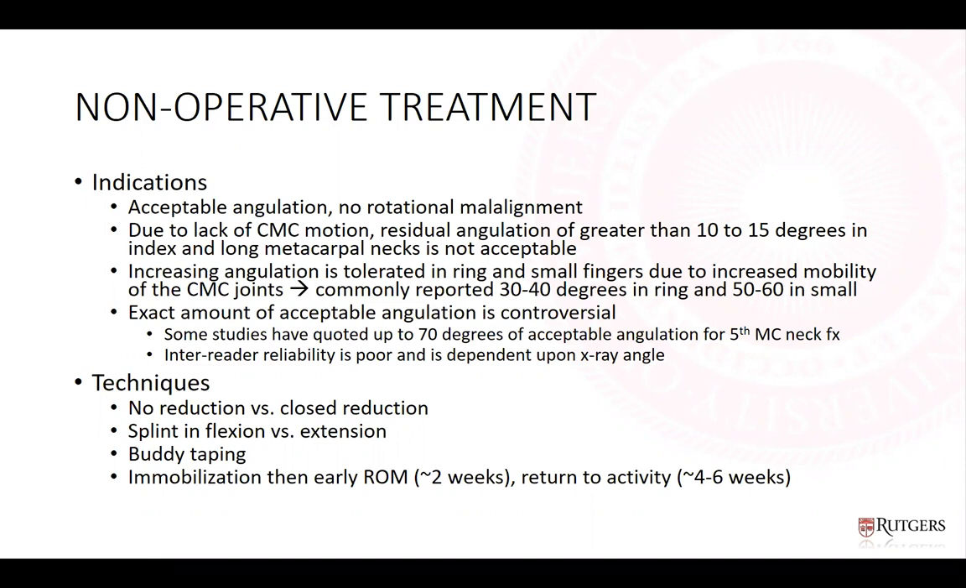Many of these numbers were initially based off of biomechanical studies. And as I briefly mentioned before, inter-reader reliability is shown to be somewhat poor and is dependent upon the X-ray angle. Techniques for non-operative management vary among practitioners. Some studies advocate no reduction, depending on the amount of angulation. Other studies discuss blunting and flexion versus extension. More studies advocate for buddy taping with a soft wrap and early motion. Ultimately, though, general non-operative management of these injuries consists of a short period of immobilization followed by early range of motion.